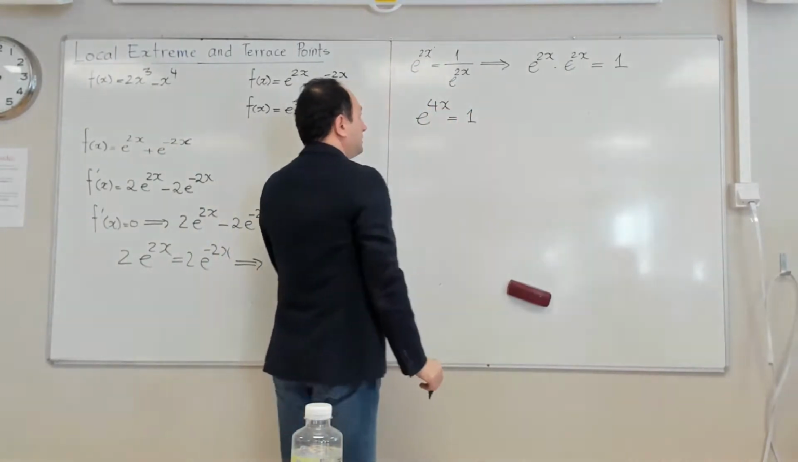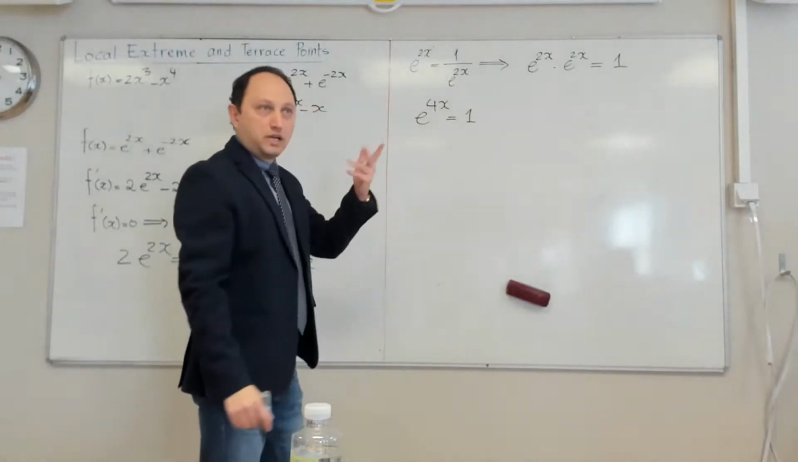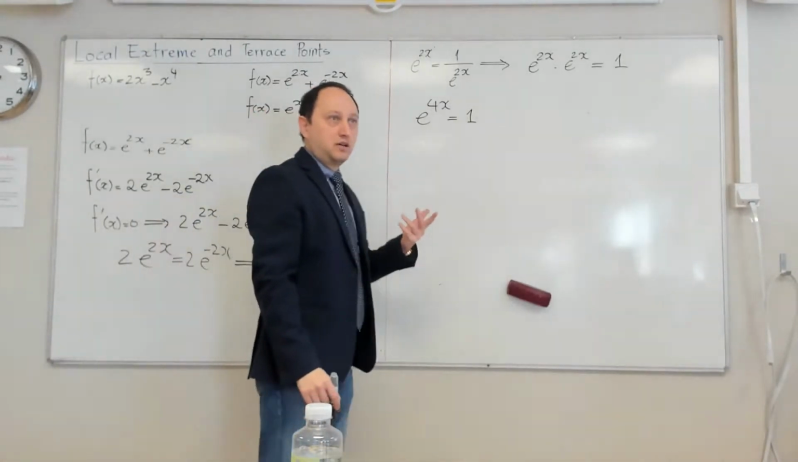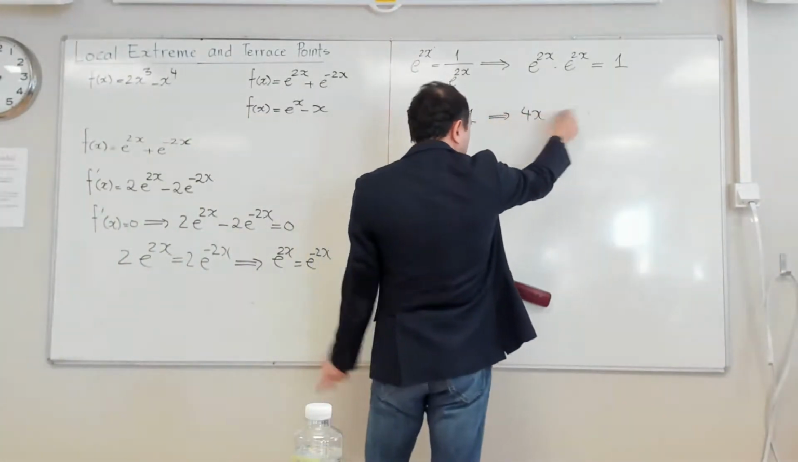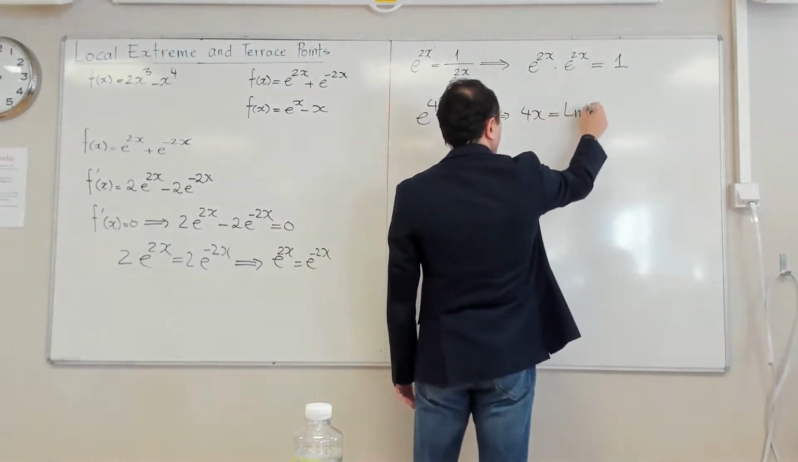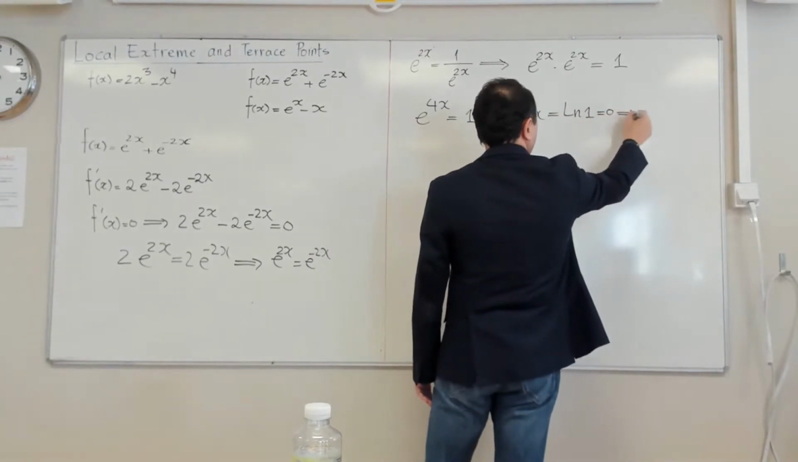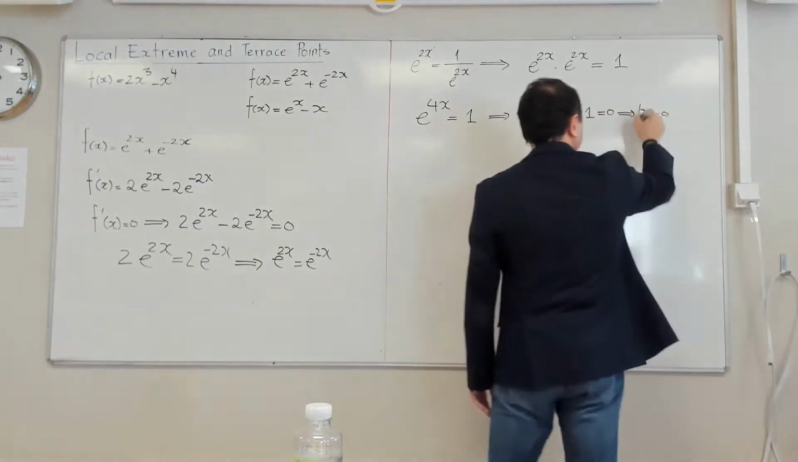4x equals ln of 1, and then you divide by 4. ln of 1 is a famous number. ln of 1 is 0. So this means that 4x... so x equals 0. Exactly. 4x is equal to ln of 1. ln of 1 is 0, so this means that x is equal to 0.